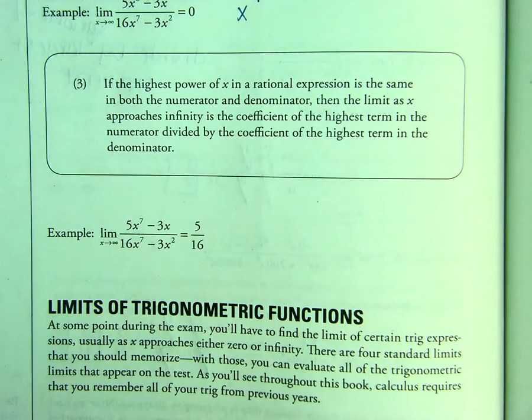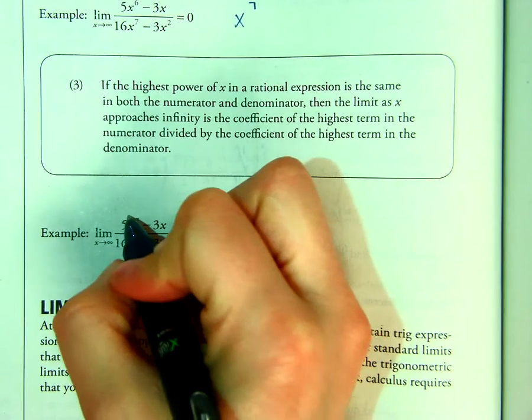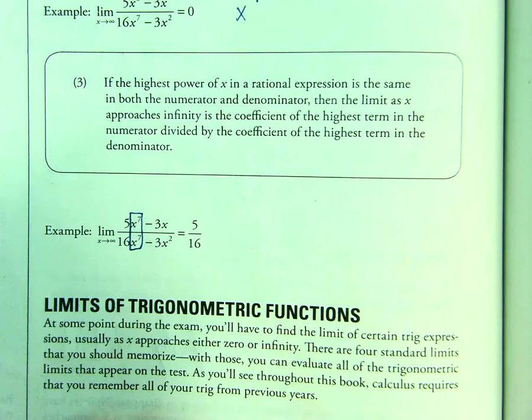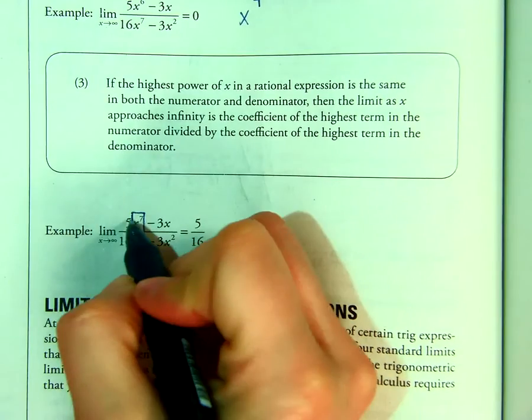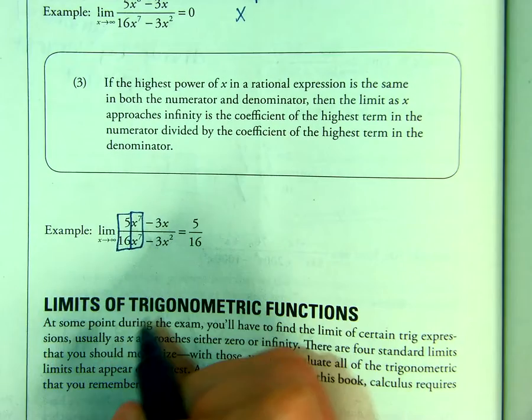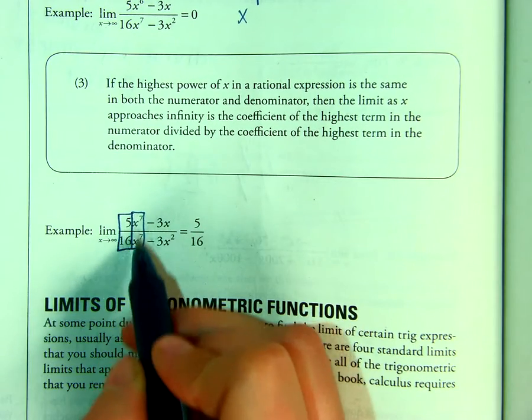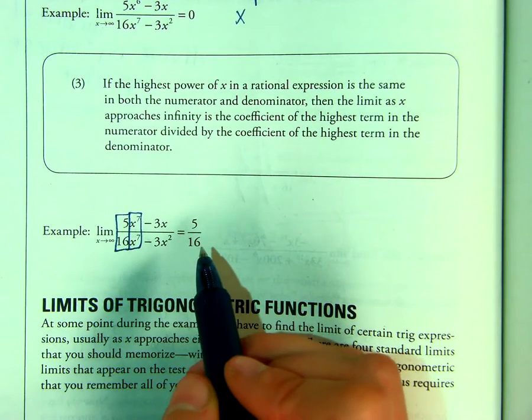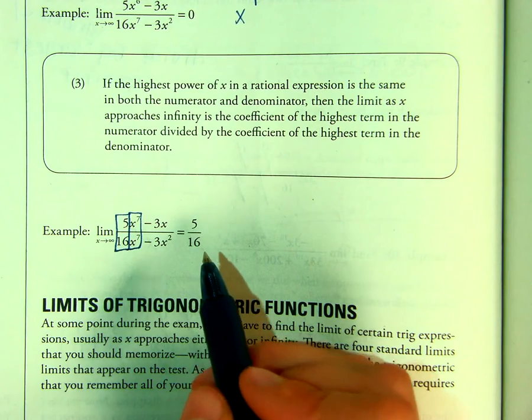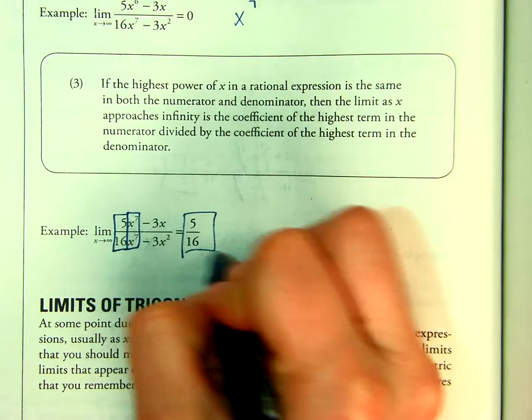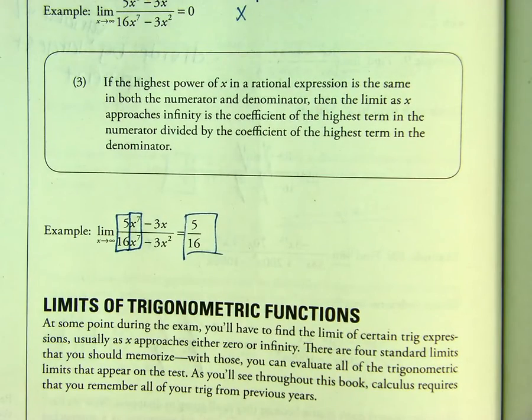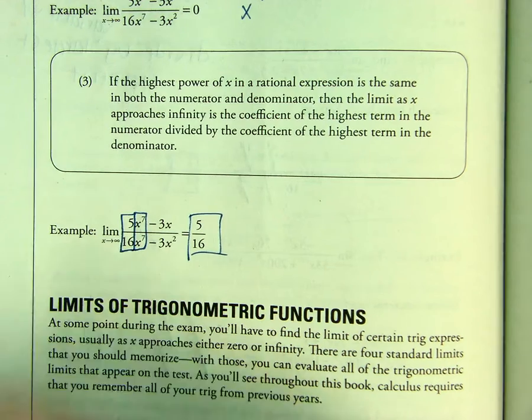And I don't know if you saw the pattern in the last couple, but if the highest power of the exponent is the same, so we have x to the 7th, that's our highest, do you see how the 5 and the 16, those are the coefficients of our highest exponents? That is also our answer. That's going to be the same pattern every time. So when they're equal, the answer is the ratio of those coefficients.